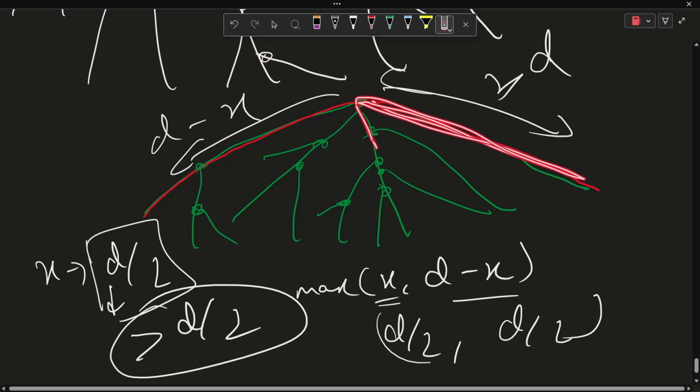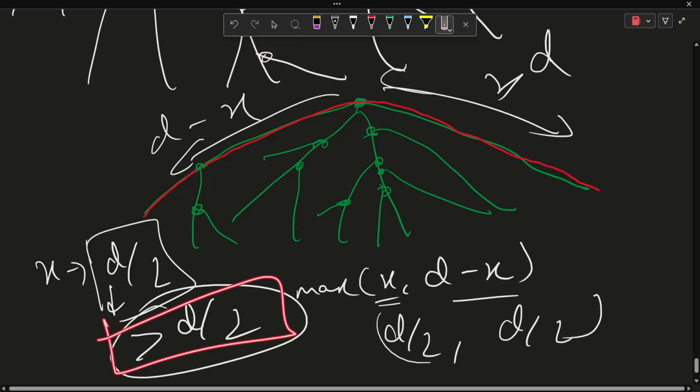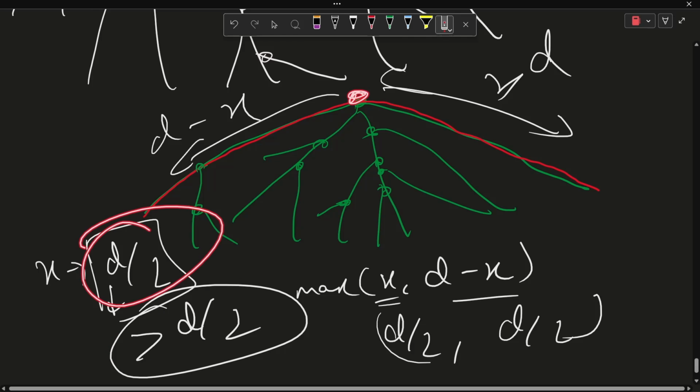If it's d by 2 plus something, then for any other node, the max depth is going to be greater than d by 2. And if the max depth is greater than d by 2, then what is the minimum among all nodes? Minimum max depth. It's d by 2 when you take the middle of your diameter. And if d is odd, it's going to be the ceil of d by 2, you can say.